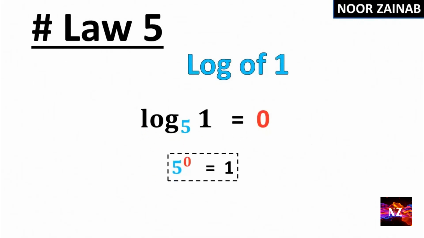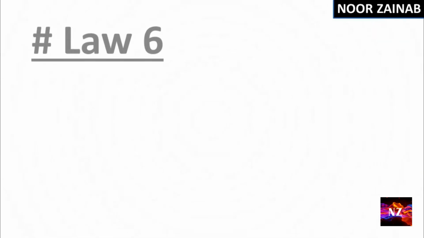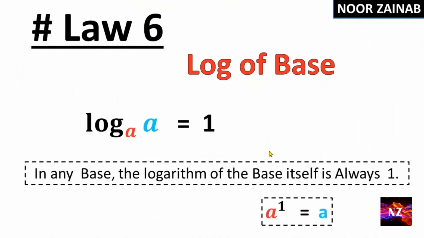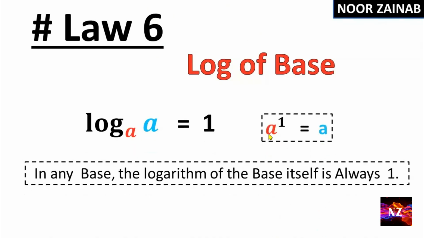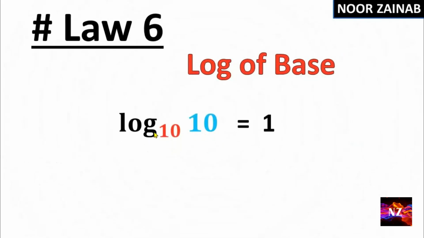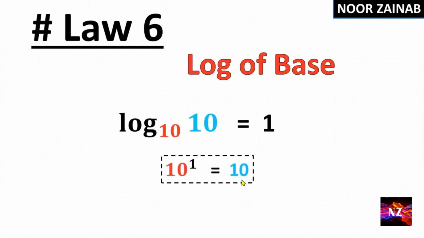And now let's discuss the next rule of logarithms, that is if we take the log of a base itself. If we are taking the log of the base itself, the answer is always 1. As in the exponential form, we can clearly see that if the base is raised to power 1, the answer is the same number. So if we take the log with base a and we are taking the log of the same base a, the answer will always be 1. For example, let's suppose you have to find the log of 10 and the base is also 10. The answer of this log will be 1, because 10 raised to power 1 equals 10.